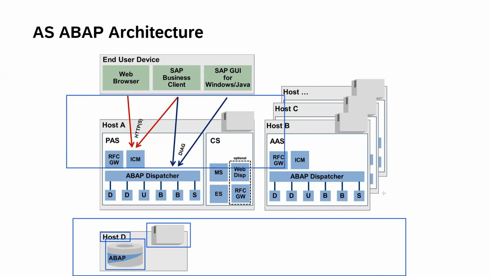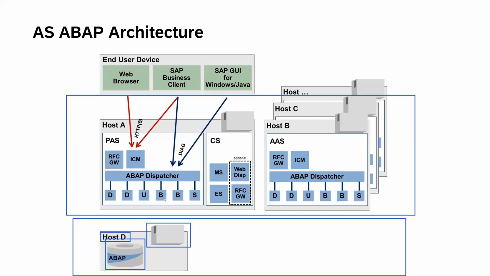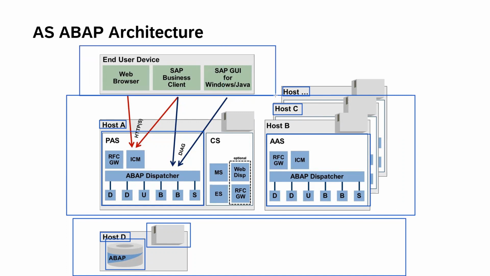The middle layer is your application layer. This application layer contains different hosts which contain different instances. This is my primary application server instance. This is my additional application server instance, and so on. Host C will also have an additional application server instance. Host D also will have an additional application server instance. And this layer is my presentation layer, the user layer, from where the users are connecting to my application server.